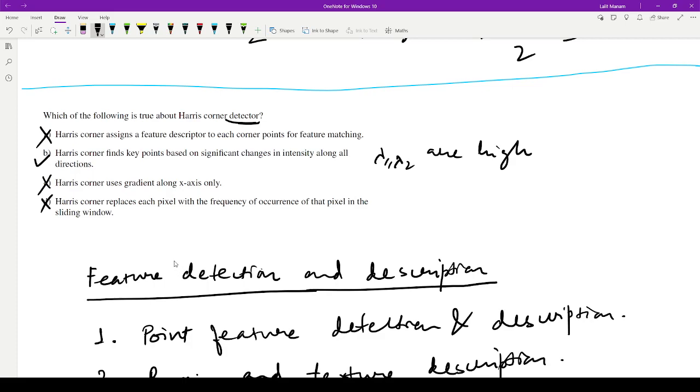Okay, I hope this is clear. Any doubts? Harris corner doesn't do anything with the image. It just decides which are the key points of the image. That's all. Based on general programming skills, can we implement Harris corner on our own?